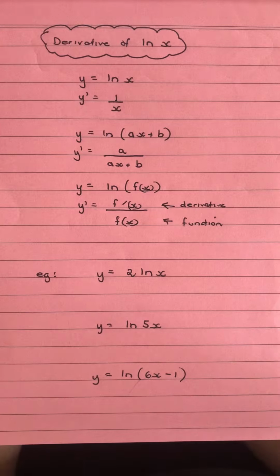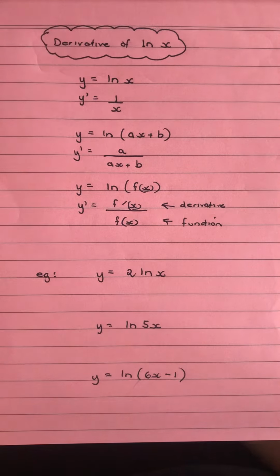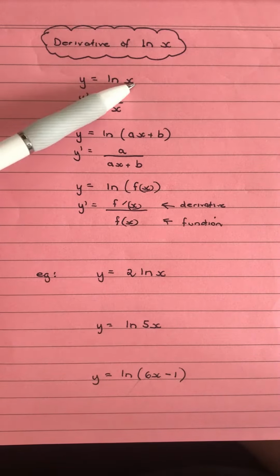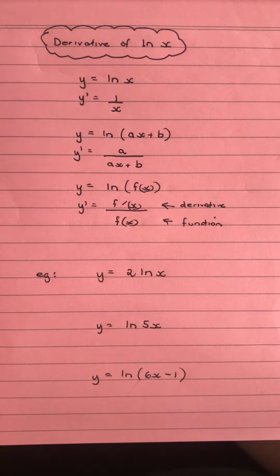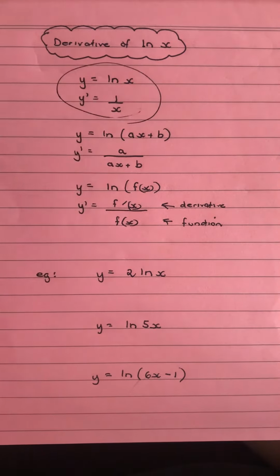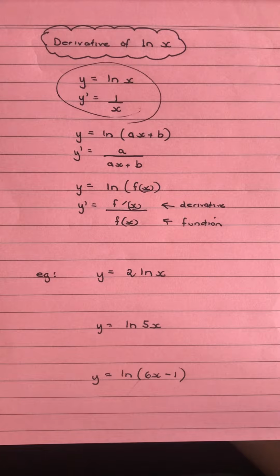Okay, looking at the derivative of ln x, or our natural log, remembering that that is log of base e that we're talking about when we're saying ln. So it's an L, not an I, like some students have read it. Y equals ln x, our derivative of that is 1 on x.